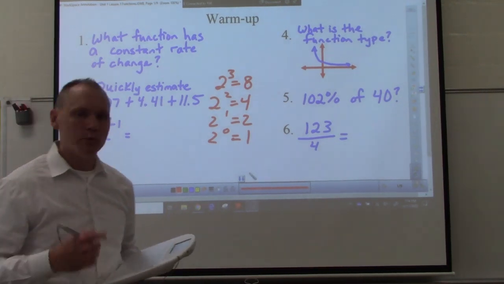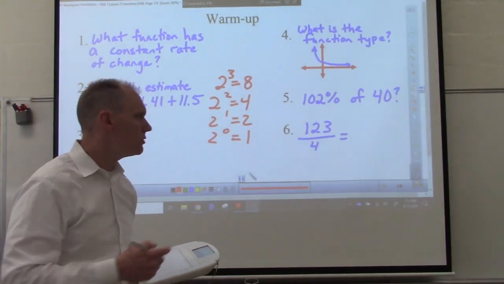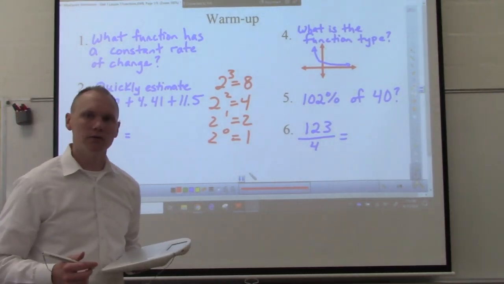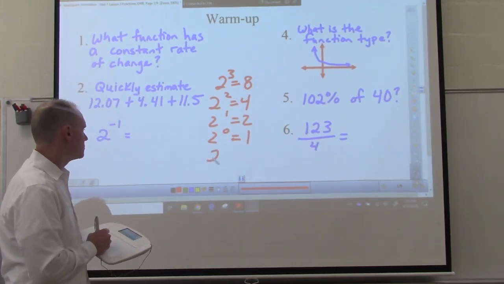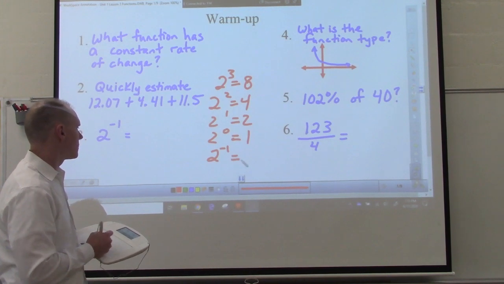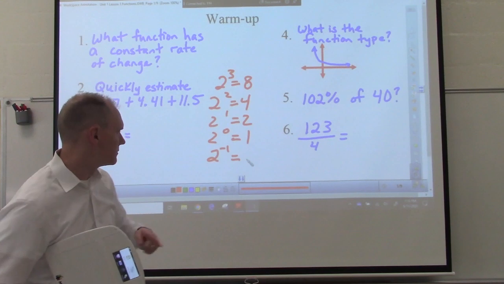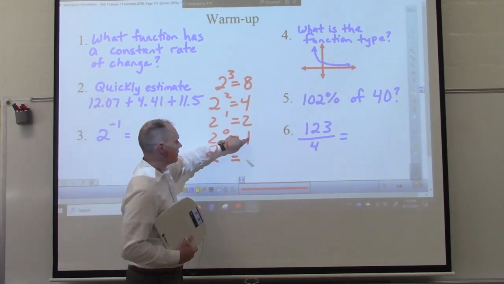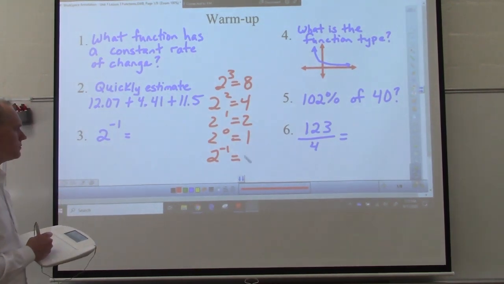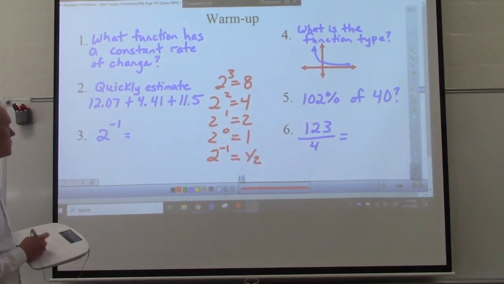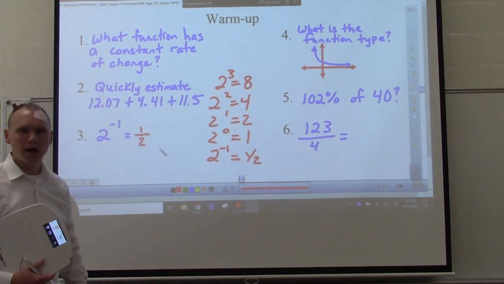And the beautiful thing about mathematics is that everything works so well together. So even though negative exponents are defined a little bit differently, it all works together. And so if we continue this down to 2 to the negative 1, I wonder what that would be. I think you got it, right? 2, 1, divide by 2 again, and you get 1/2. So that is 2 to the negative 1 power is 1/2.